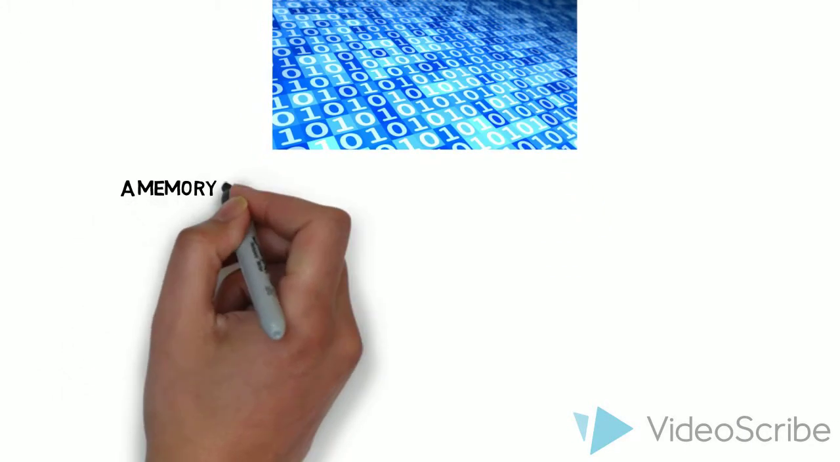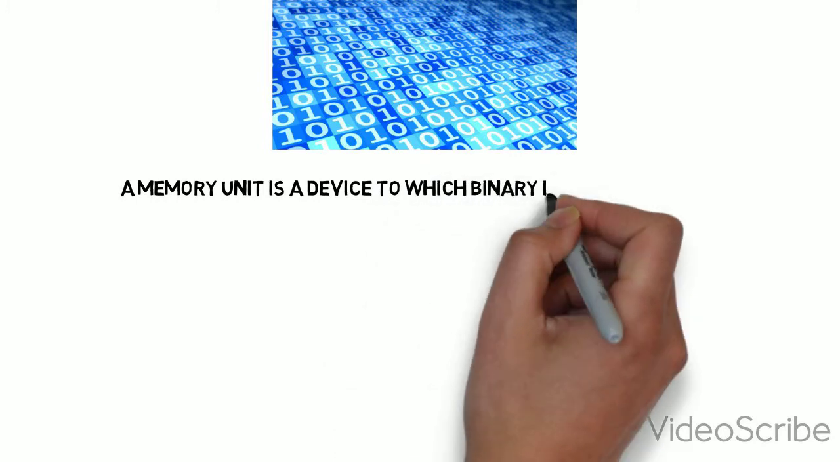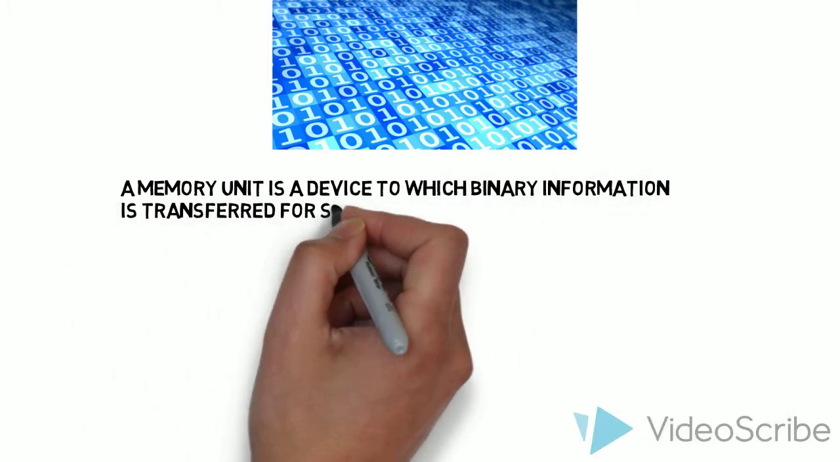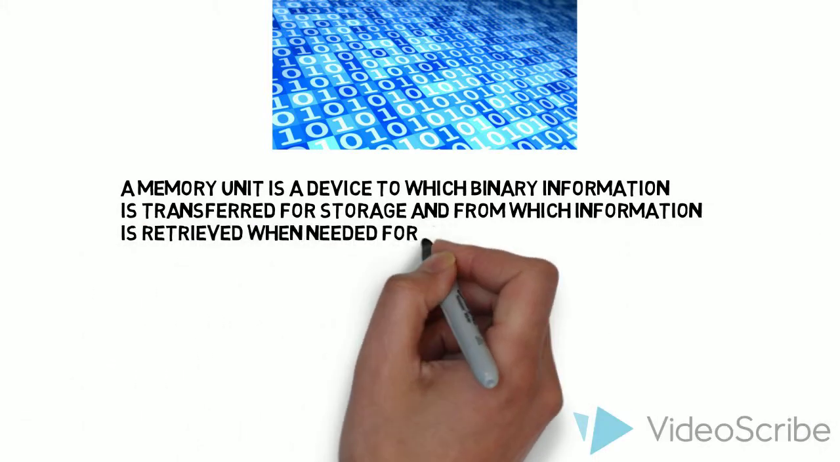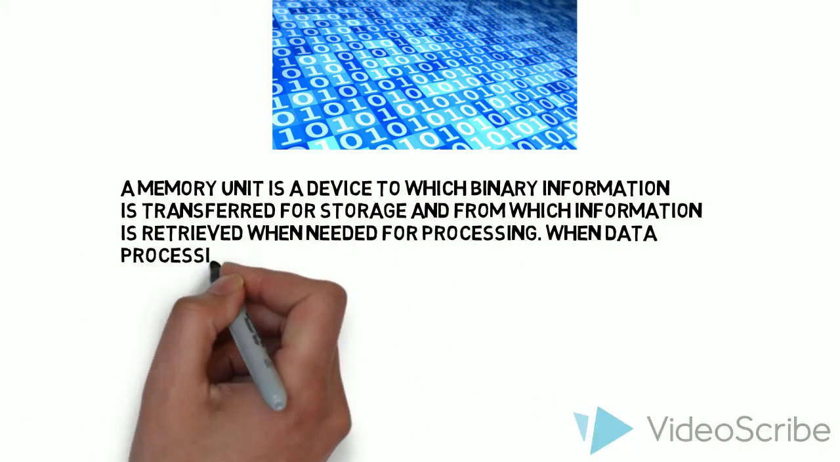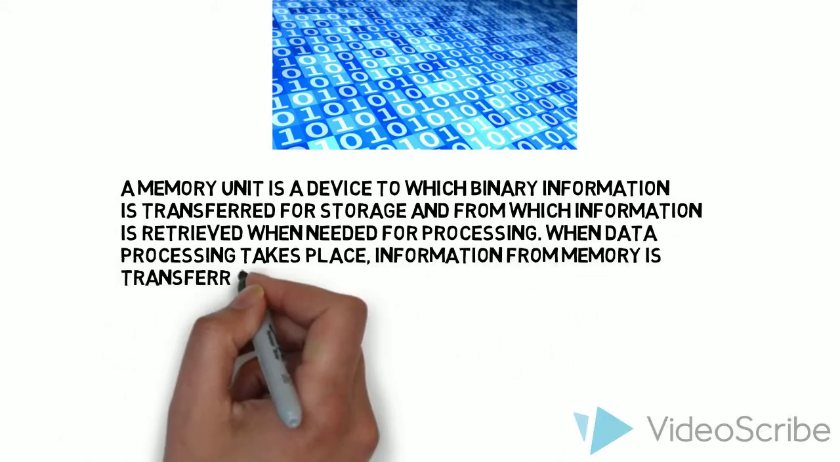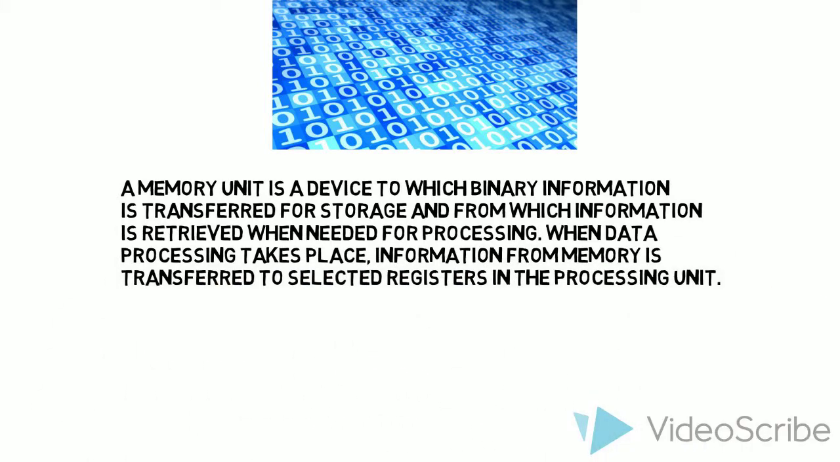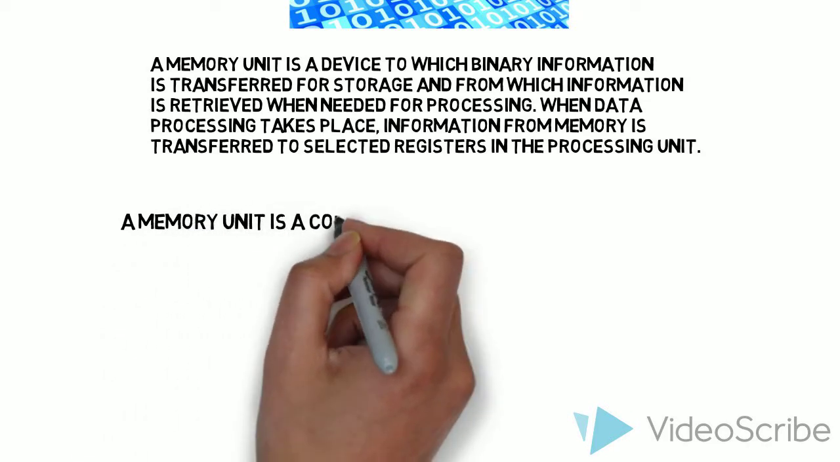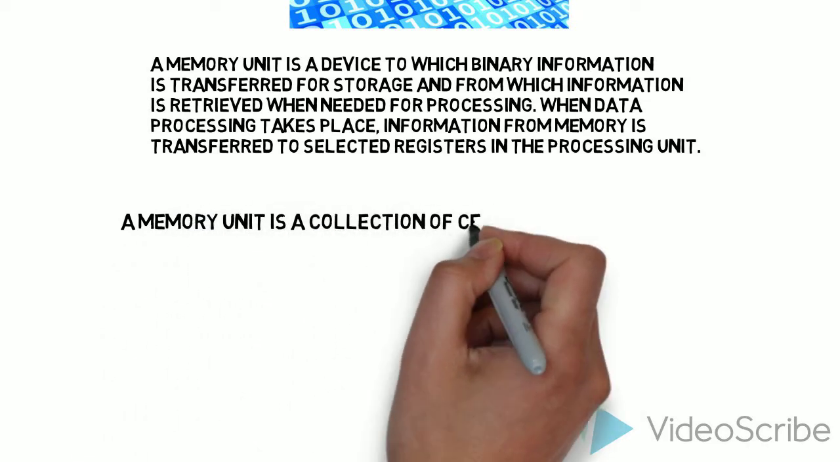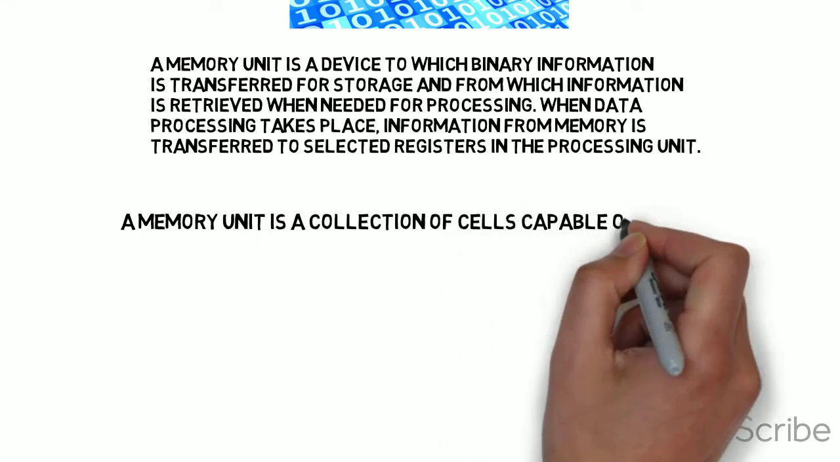First of all, a memory unit is a device to which binary information is transferred for storage and from which information is retrieved when needed for processing. When data processing takes place, information from memory is transferred to selected registers in the processing unit. In other words, a memory unit is a collection of cells capable of storing a large quantity of binary information.